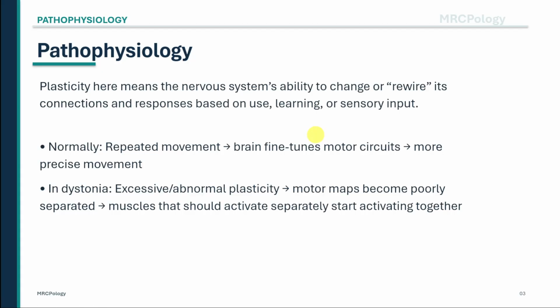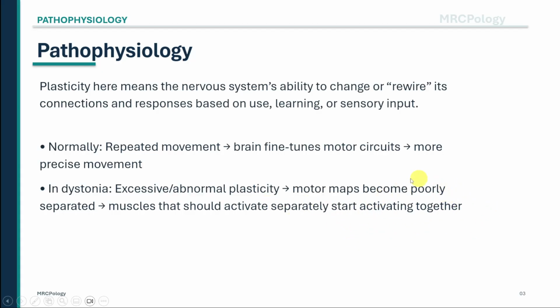Now pause here, because plasticity is an important concept. Plasticity means the nervous system's ability to change or rewire its connections and responses based on use, learning, and sensory input. Normally, repeated movement allows the brain to fine-tune motor circuits. The more we practice a movement, the more accurate and efficient it becomes. But in dystonia, this process becomes excessive or abnormal. Motor maps become poorly separated, so muscles that should activate independently begin activating together.